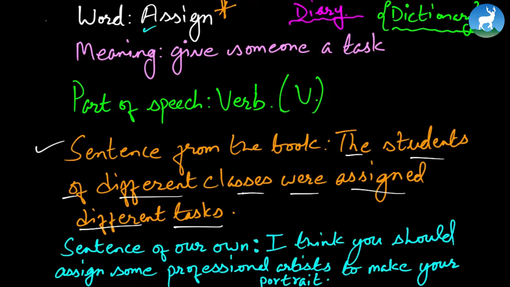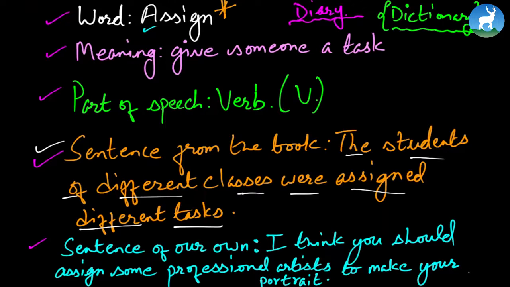So then you know the word, you also know its meaning, and you also know its part of speech. The sentence from the book, of course, shows how the particular word is used in the sentence. And then eventually you make a sentence of your own. In this case, I think you should assign some professional artists to make your portrait.